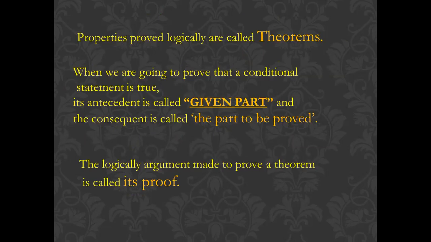There are so many examples of theorems. Vertically opposite angles are congruent. Opposite sides of a parallelogram are congruent. In a right angle triangle, square of the hypotenuse is equal to the sum of the squares of the remaining sides. These all are theorems. These all are properties proved logically. Properties proved logically are called theorems.